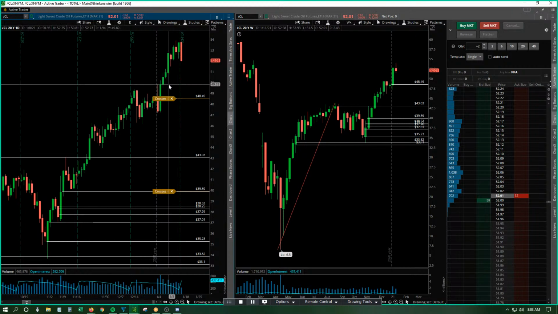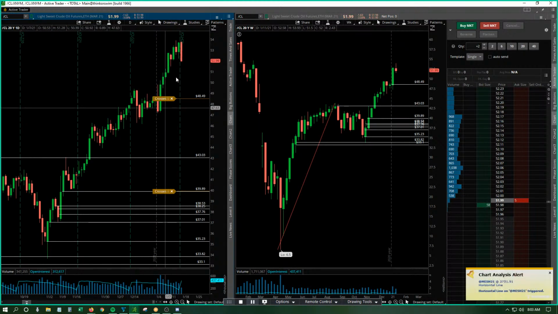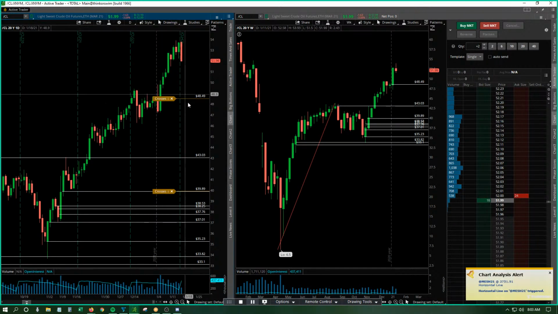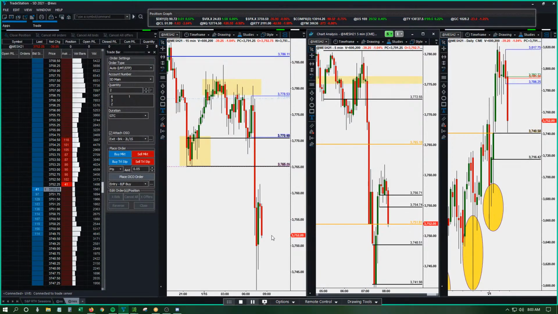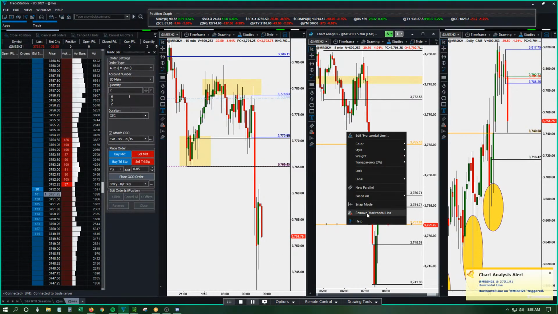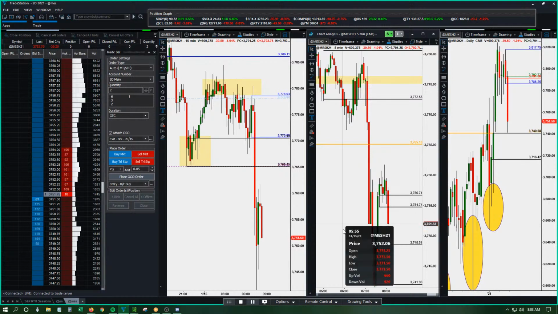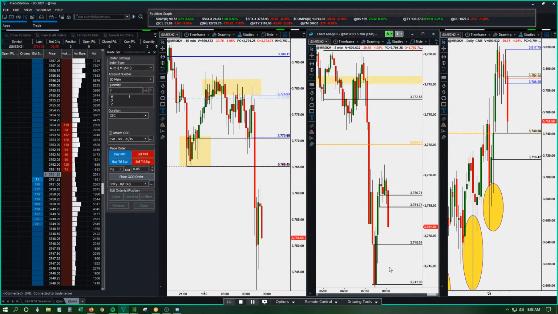That's 49.80 right here, and then 48.50. Two nearest spots of demand potentially. Yes, it's going off again. We're pulling back. Yes, I see it. Thank you. We're going to see if this wants to hold the low. Coming down to double bottom, potentially.